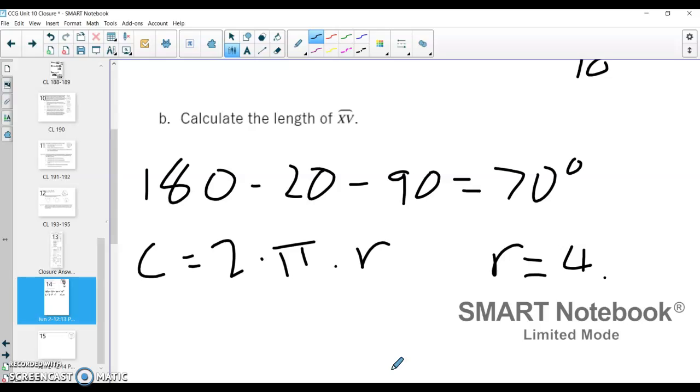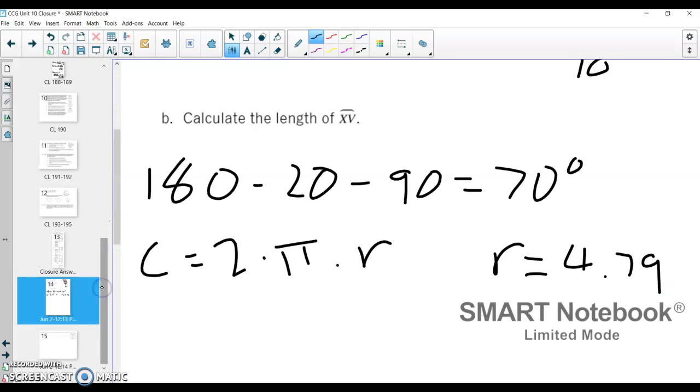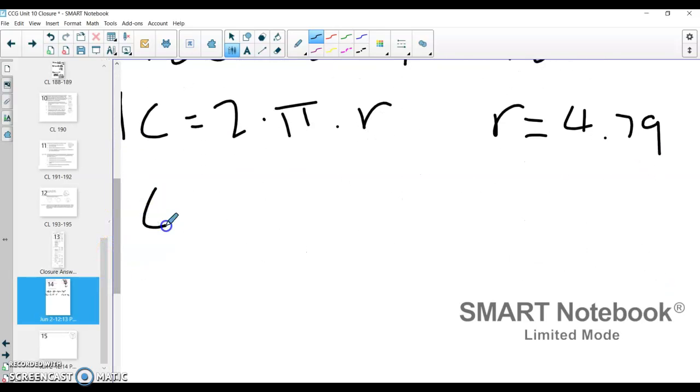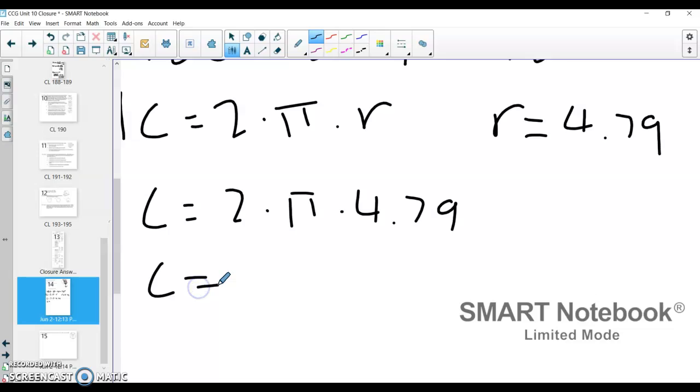So 9.58 divided by 2, yes, is 4.79 for a radius. And I'm going to use that to calculate my circumference. And so we have 2 times pi times 4.79. I'm going to write this as a decimal without pi. And so I do 2 times pi times 4.79, and after I round it, I get a circumference of 30.1.